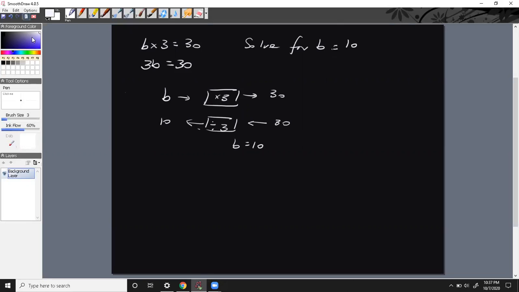Then you can check. So let's check in blue. This is the original equation. We've decided that b is equal to 10. Is 3 times 10 equal to 30? Yes. So the solution is correct.